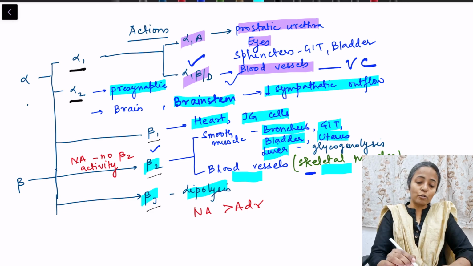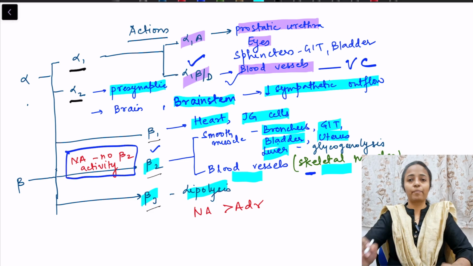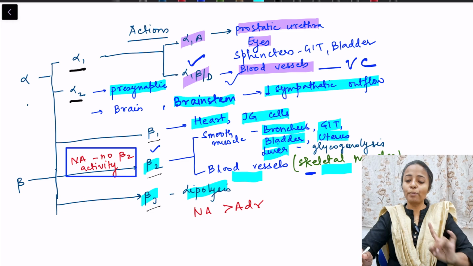Norepinephrine, remember, has no beta 2 activity. It acts on all other receptors, but has no beta 2 activity. So it won't act on the smooth muscles of the various organs, and it won't act on the beta 2 receptors which are present on the blood vessels of the skeletal muscles.